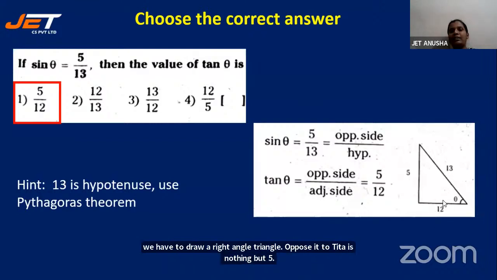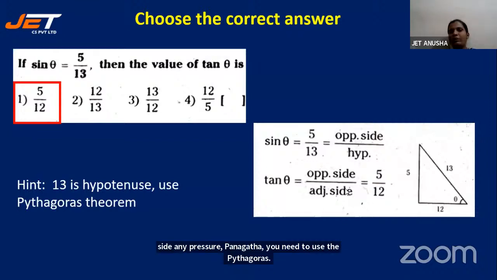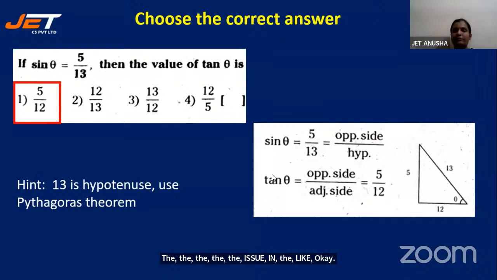So to find the other side, I just told you, you need to use the Pythagoras theorem formula. Then tan theta is opposite side by adjacent side, that is nothing but 5/12. Okay, so we'll go with the next question.